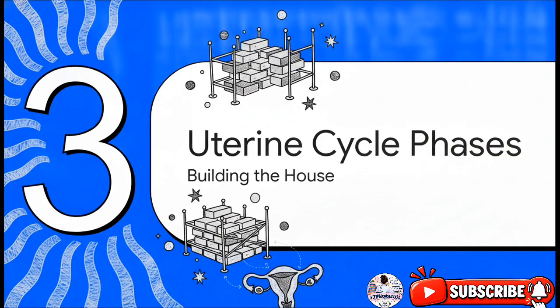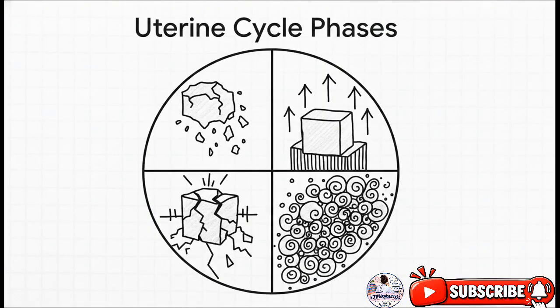Section 3. The uterine cycle phases. Building the house. Meanwhile, the uterine environment is morphing through 4 distinct stages, painstakingly building a nutrient-rich environment and then tearing it all down if fertilization doesn't occur. We start with the menstrual phase on day 1, where low hormone levels cause the lining to shed.